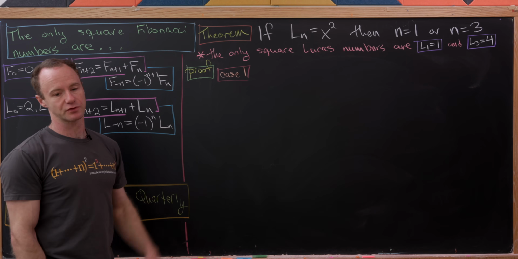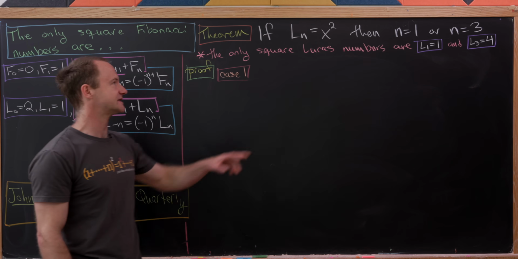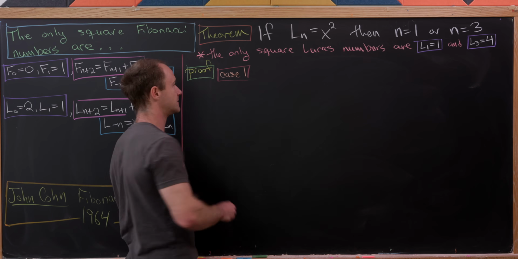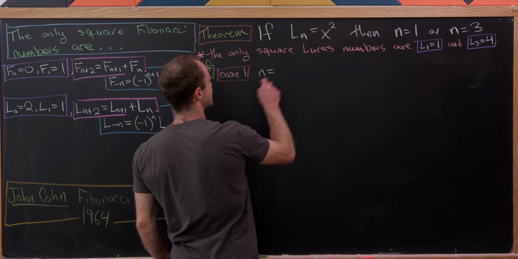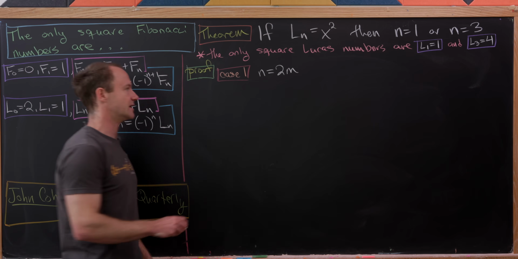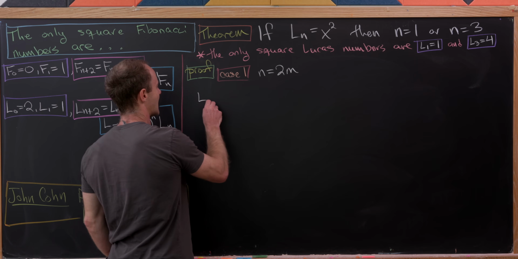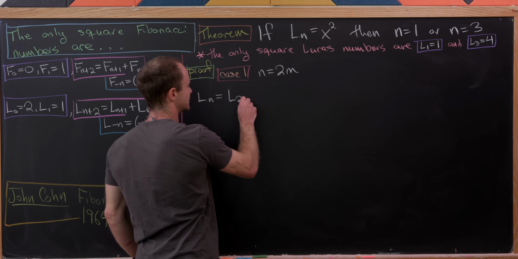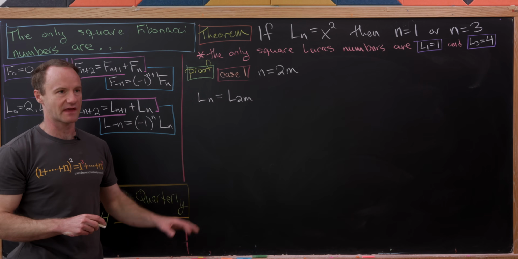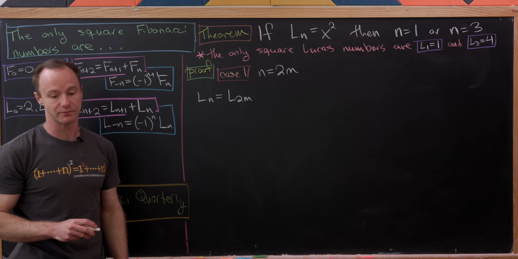Okay, so how does this proof go? Well, we're going to break it into two cases based off the index being even or odd. So the first case will be the index is even. So we've got n equal to 2m. And now that means we have L_n equal to L_2m. But we had a result about that. That was the portion of the lemma we didn't prove.